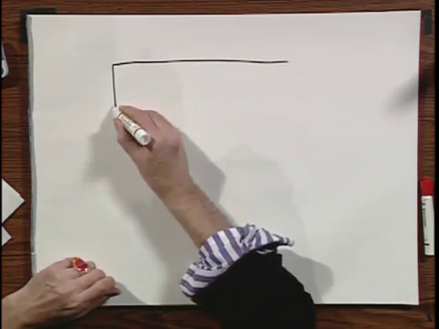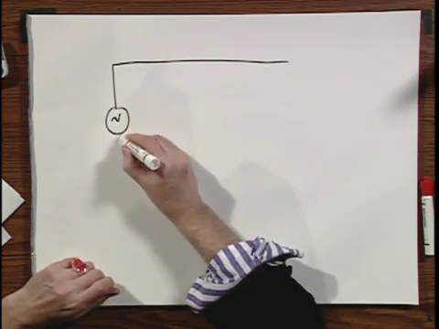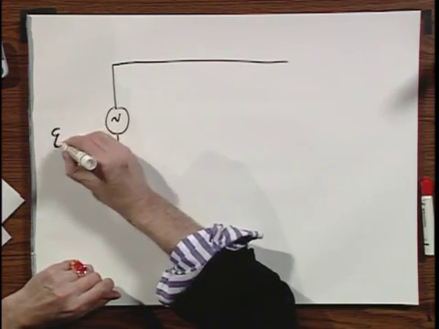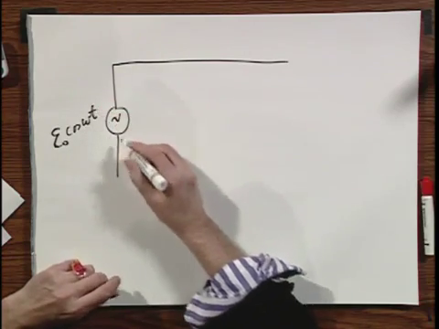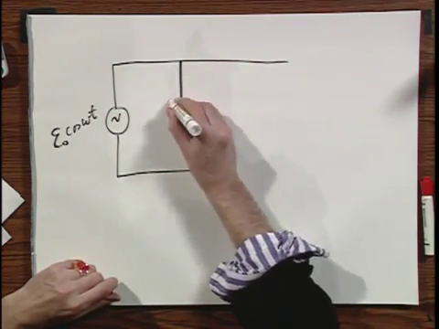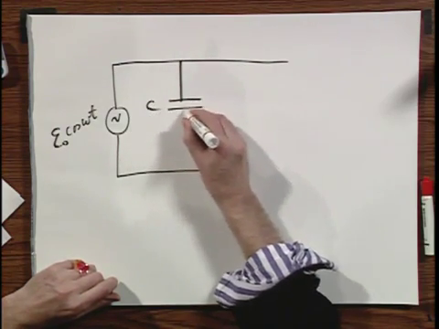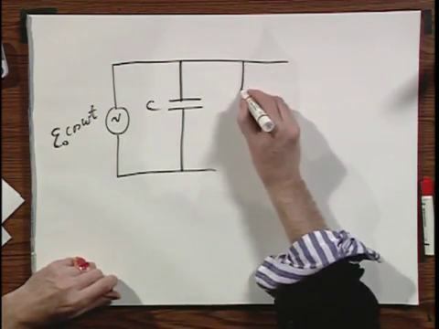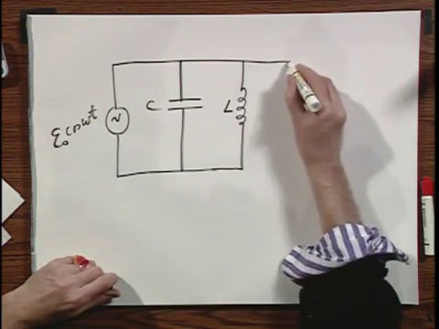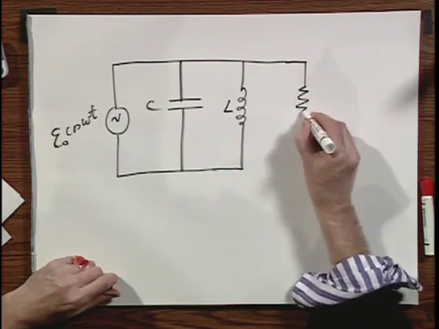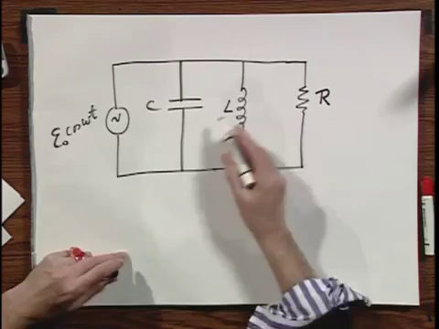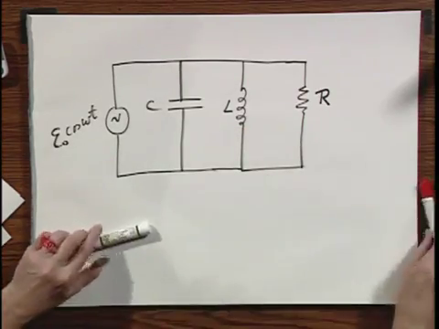I have here some driving voltage source, E0 cosine omega t. Let there be here a capacitor, C. Here a self-inductance, L. And here a resistance, R. Very different from the circuits that we have seen before, because they're not in series, but they are parallel.